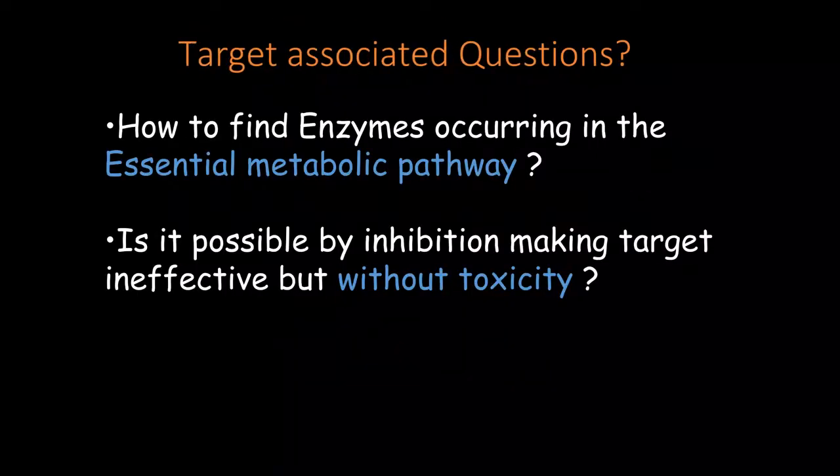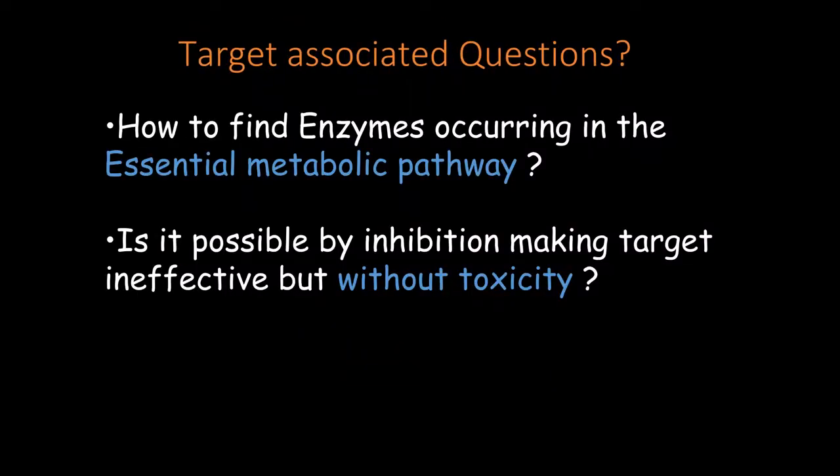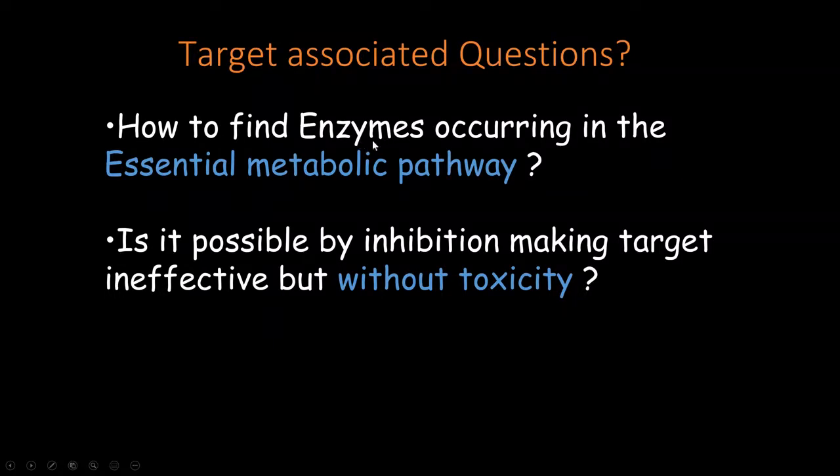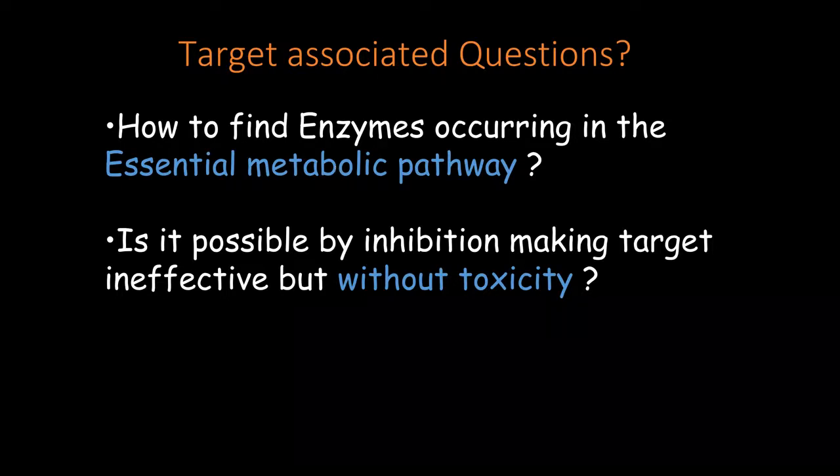Now comes this. It should not only be effective, but we have to identify those enzymes or proteins, if we're looking only at protein molecules, which are in an essential metabolic pathway. That is most important. What is an essential metabolic pathway? If it is a pathogen, it should be available in the pathogen and should not be available in the human host. If it is a human target, it should be available in the pathway where it is to be impaired. That is where I should interfere with it.